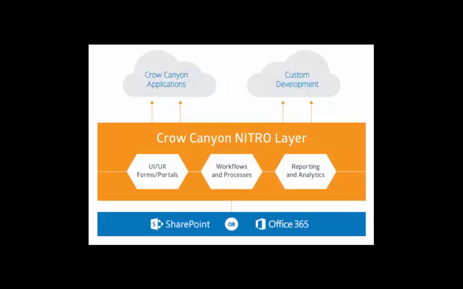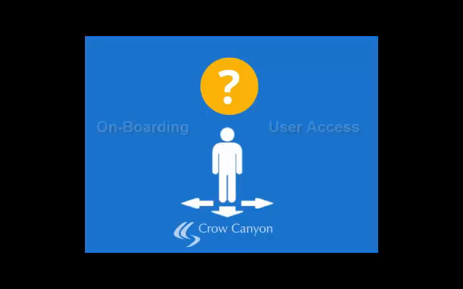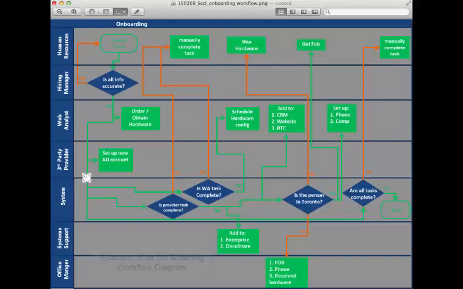This is a layer on top of SharePoint and Office 365 that provides application functionality that gives SharePoint and Office 365 added power and capabilities to bring it to the point where it does real business applications and meets real business needs. In this presentation, we will talk about onboarding and user access management, and those are powered by our Nitro platform on top of SharePoint and Office 365.